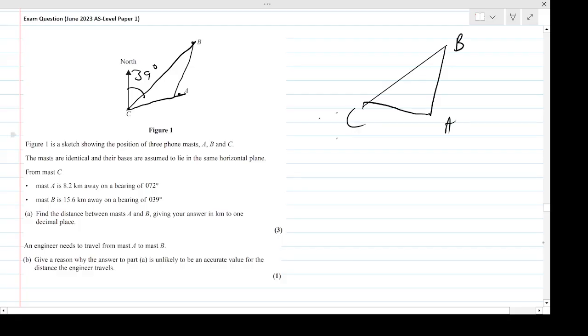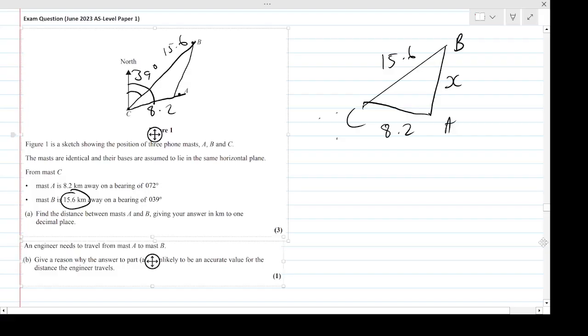But I also know the sides as well. Between C to A, I'm told is 8.2 kilometers there, and from C to B is 15.6, right? So I can label this here. And I need to find the length between A and B, the distance between A and B, which I'll call X again. But I need an angle. So again, it's about the bearing stuff. So this angle here is 39. But I know the bearing from C to A, the overall angle here is 72. Right?